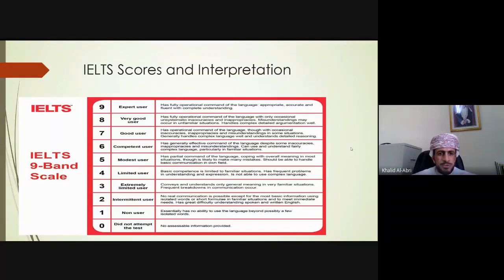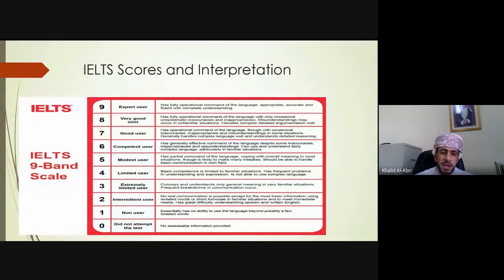So for example, here, if you get IELTS band 5, this is the description of your language proficiency. For example, in some universities, they ask the students to get 5. It means he has partial command of the language, coping with overall meaning, etc. So this is the description of that level of the students. And in some cases, mostly here in Oman, the Ministry of Education requires 6. So this is the description of the students who get 6.